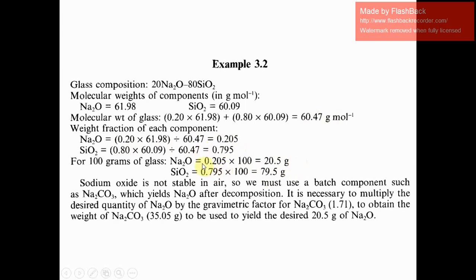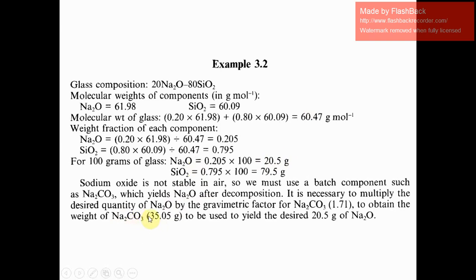Now for taking raw materials, you can directly take sand as 79.5 gram, and for Na2O you have to take soda ash, Na2CO3. So generally it is not having an equal amount of 20.5 gram of Na2O. It is having some extra CO2 also there.